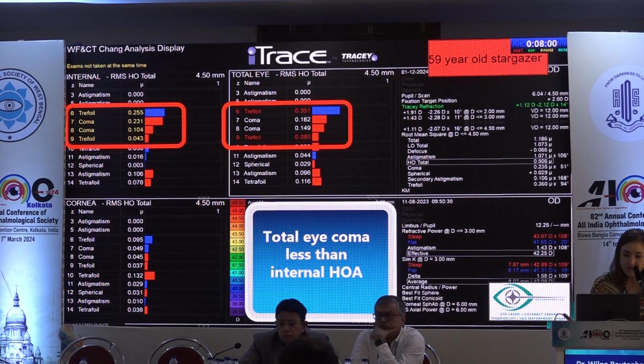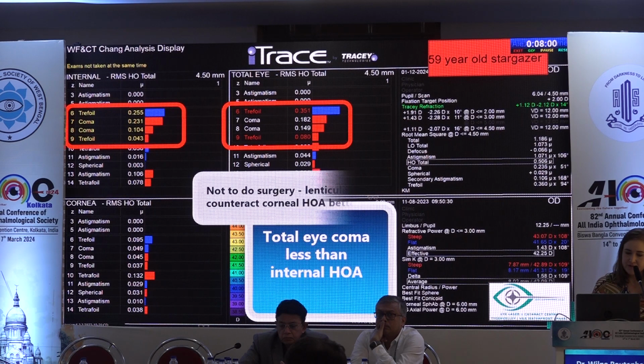And after LASIK, so he had LASIK many years ago, this increase in corneal aberrations can be negated by the lenticular increase in aberrations. And this balance between the cornea and the internal aberrations and the neuroadaptation, of course, can be disrupted when doing lenticular surgery. So be very aware, especially in early cataracts with aberrated corneas.